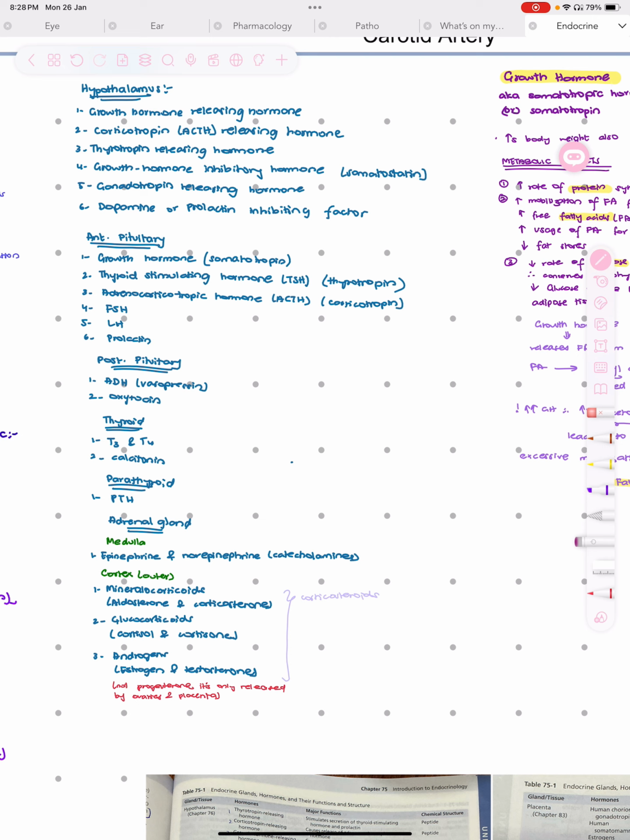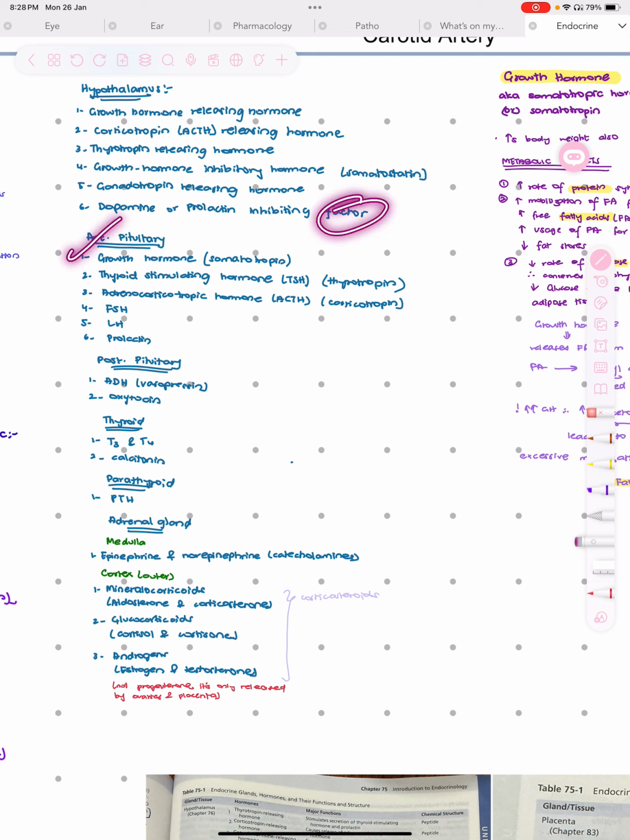Then you have the gonadotropin releasing hormone, and you have dopamine or prolactin inhibitory factor. So this is slightly difficult. Try to learn this. Gonadotropin releasing hormone is going to act on the testes or ovaries, either of the gonads. And dopamine is the prolactin inhibitory hormone, or inhibitory factor.